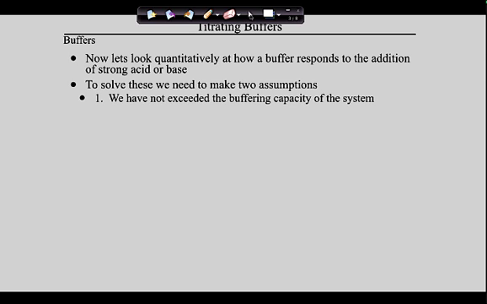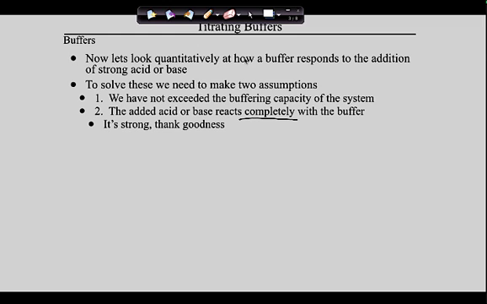But technically, Jake, what you said is also correct, that we can predict that range by going plus or minus 1 from pKa. Then, guys, the other assumption that we are going to make is that the acid or base reacts, and this is an important word, completely with the buffer. That's the point. That assumes that this is strong. It's good you made that connection, Brandon. That's exactly the point.